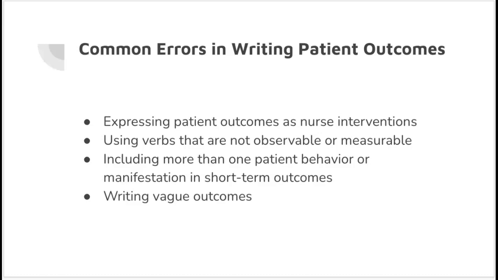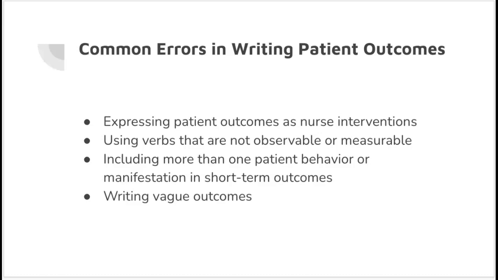Expressing patient outcomes as nurse intervention. So, the patient will drink so and so ounces of fluid. Or using verbs that are not observable or measurable. These are words such as learn, becomes aware, they understand, because those types of verbs are not truly measurable, and we do need something that we can observe and measure.